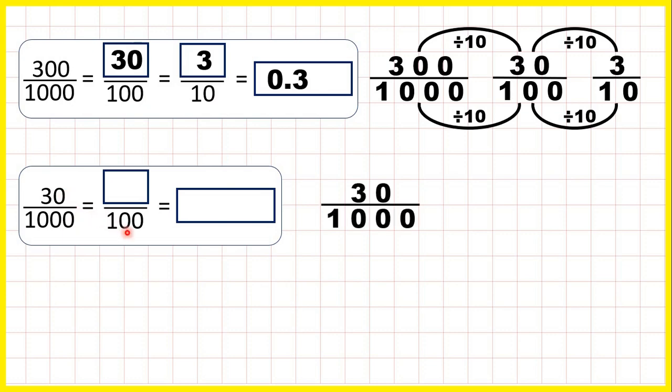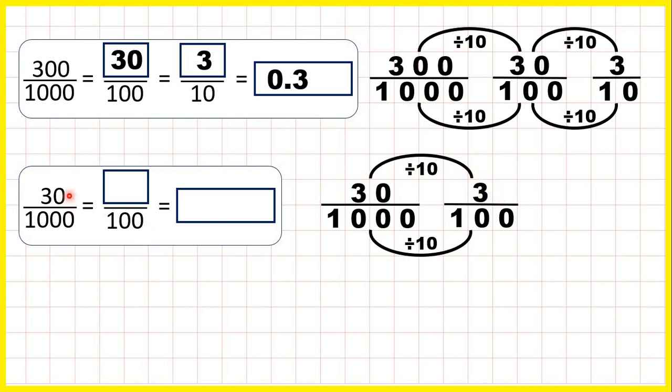Now we have 30 thousandths. First, we need to find an equivalent fraction with a denominator of 100. 1,000 divided by 10 is 100, and 30 divided by 10 is 3. So 30 thousandths is equivalent to 3 hundredths. How can we write that as a decimal? Well, if we look at 30 thousandths, the denominator of 1,000 tells us that we can only have 3 digits after the decimal point. We can't go past the thousandths place value.